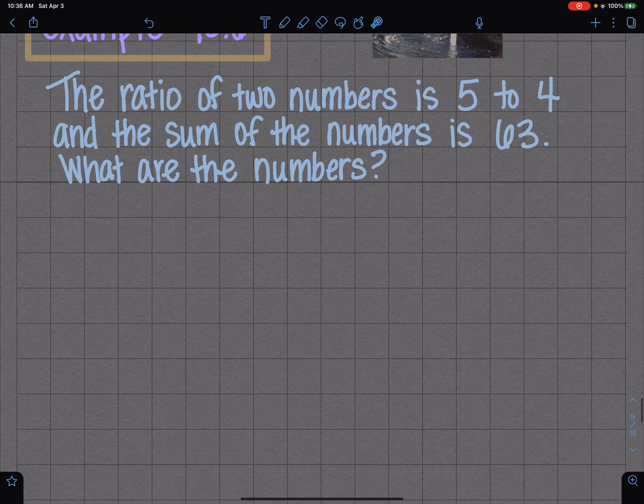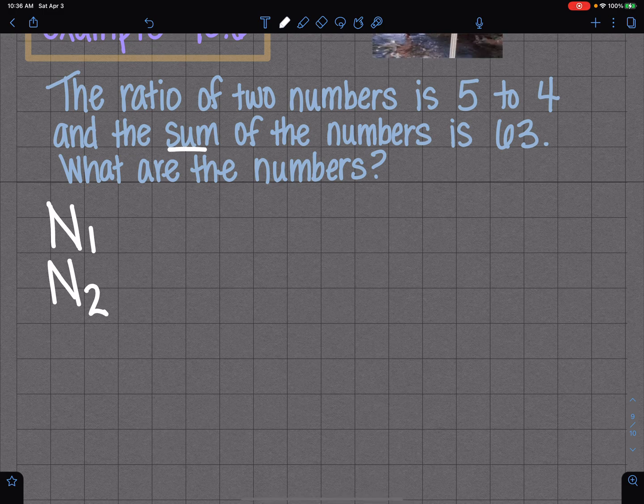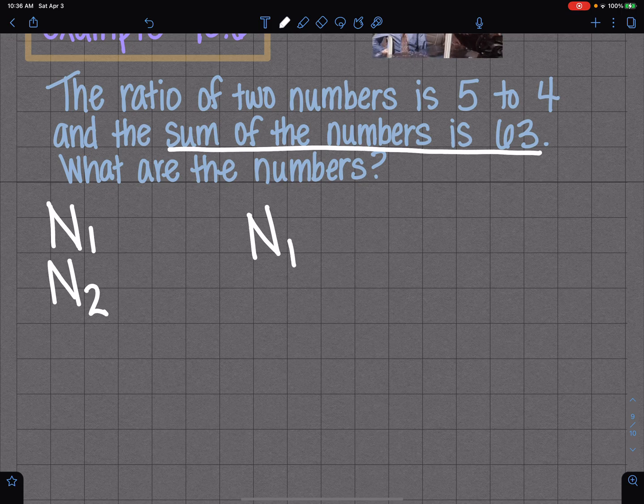Example 90.6. Here we go. The ratio of two numbers is 5 to 4. Okay, and the sum of the numbers is 63. What are the numbers? First I'm going to define my variables. There's going to be a number 1 and a number 2. I think the easiest part of this question is that the sum of the numbers is 63. So let's write that equation. N1 plus N2 is equal to 63.